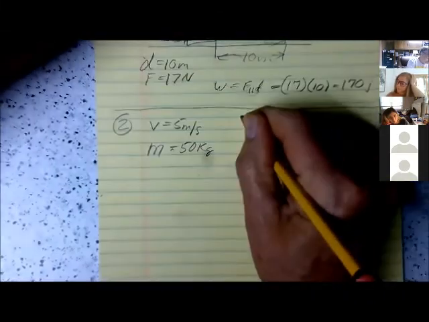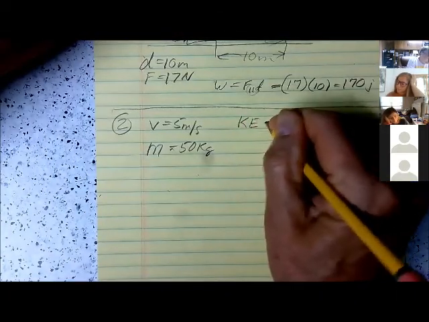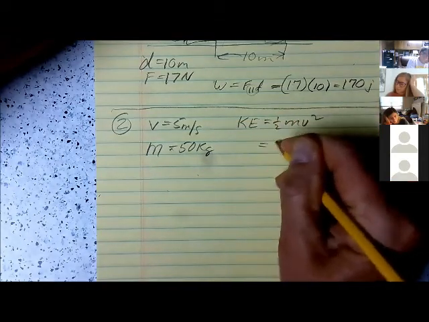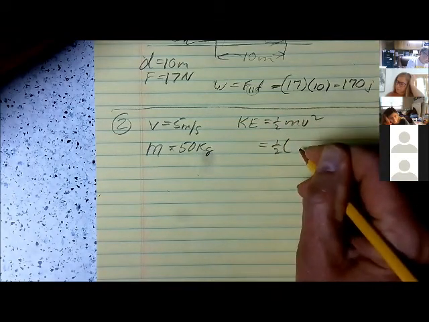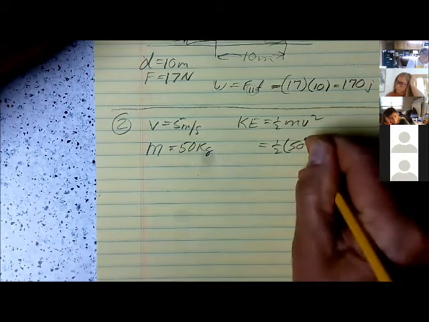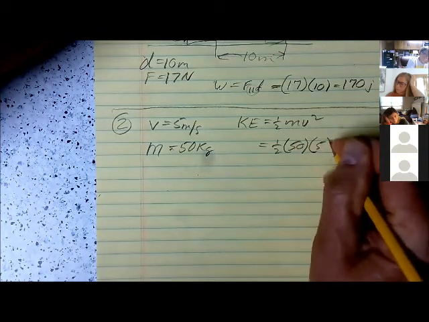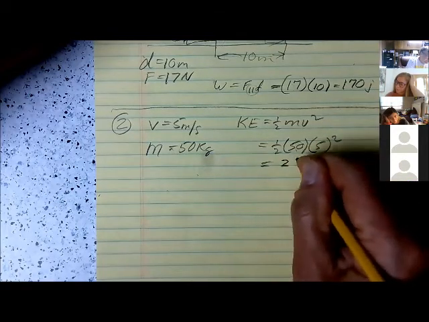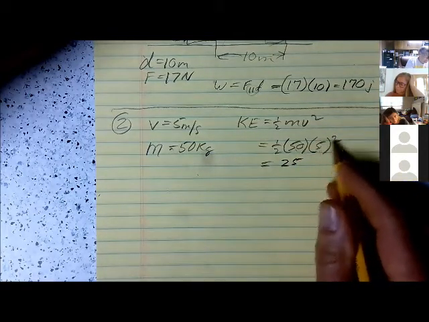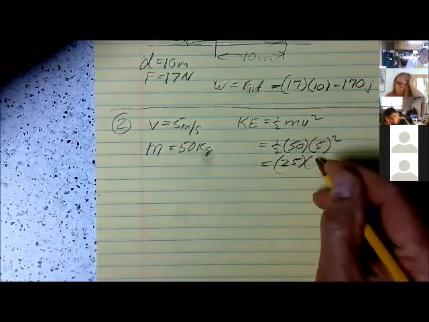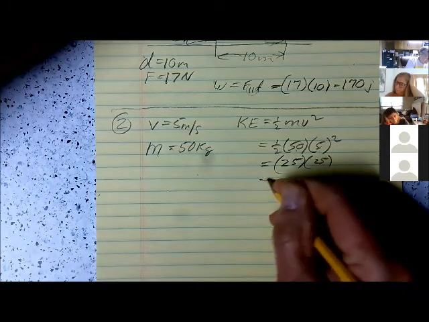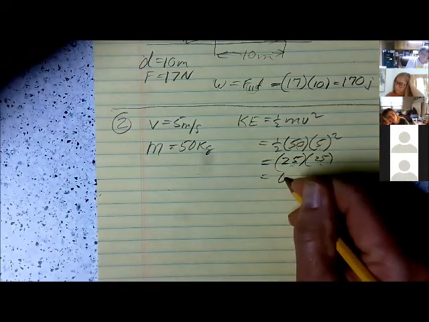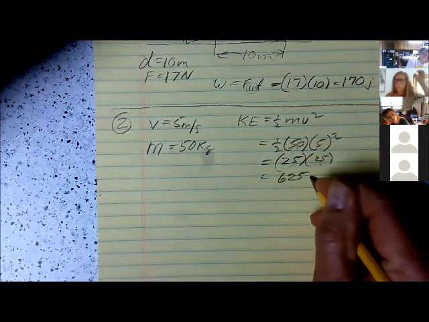Oh, okay. Well, kinetic energy is equal to 1/2 mv squared. So we plug in 1/2, m is 50, times 5 squared. So half of 50 is 25, multiplied by 5 squared, which is 25. And 25 squared, that's essentially what that is, right? 25 squared is 625 joules.